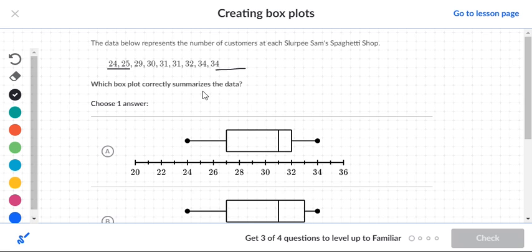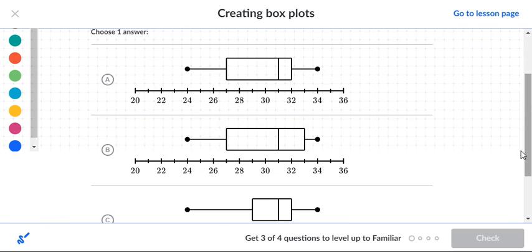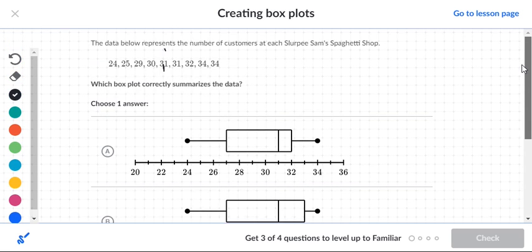Okay, next, what is the true middle number here? So let's take a look at that. We got 1, 2, 3, 4, 5, 6, 7, 8, 9. So the true middle number here is 31. And notice they all have quartile 2 as 31.